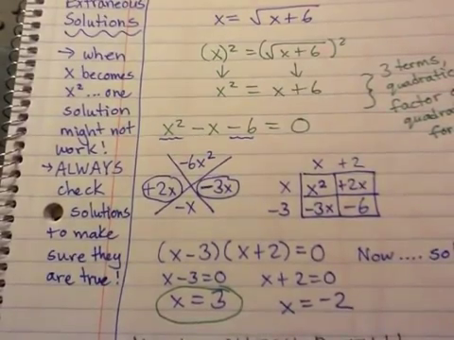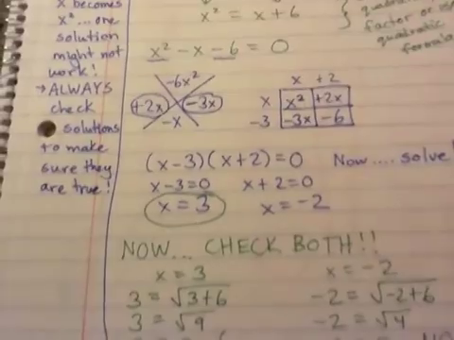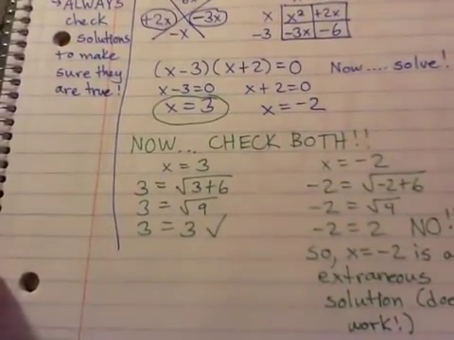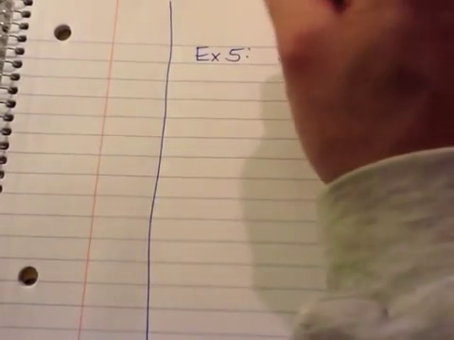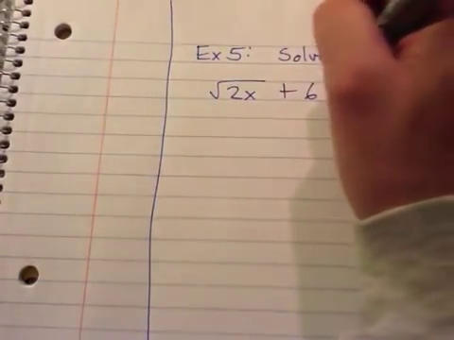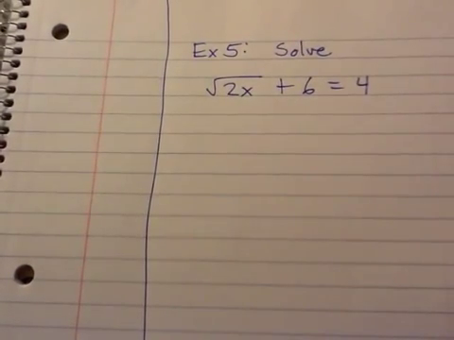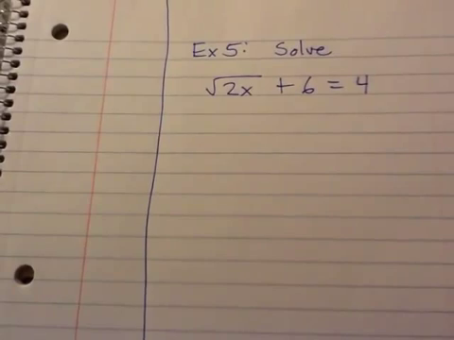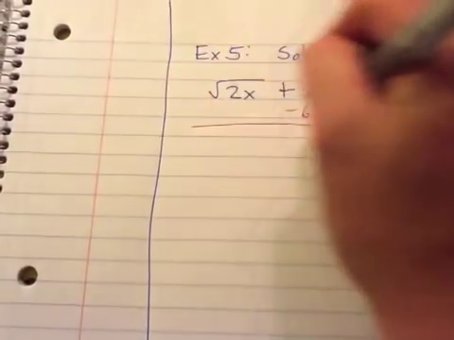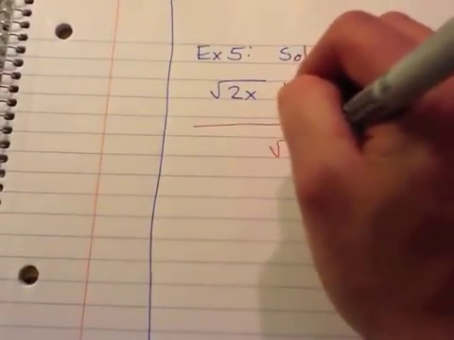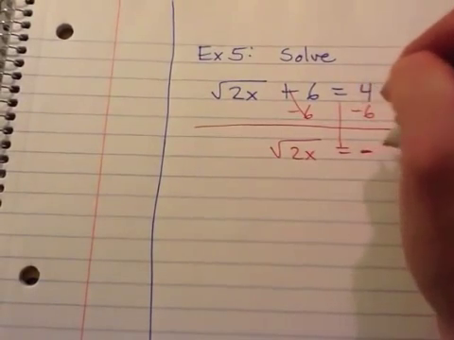Okay, we have one more example. So if you need to copy more, hit pause and finish copying. All right, this is example 5. Solve square root of 2x plus 6 equals 4. So a pretty basic one. So you go to solve and you subtract 6 here, and you get square root of 2x equals negative 2.